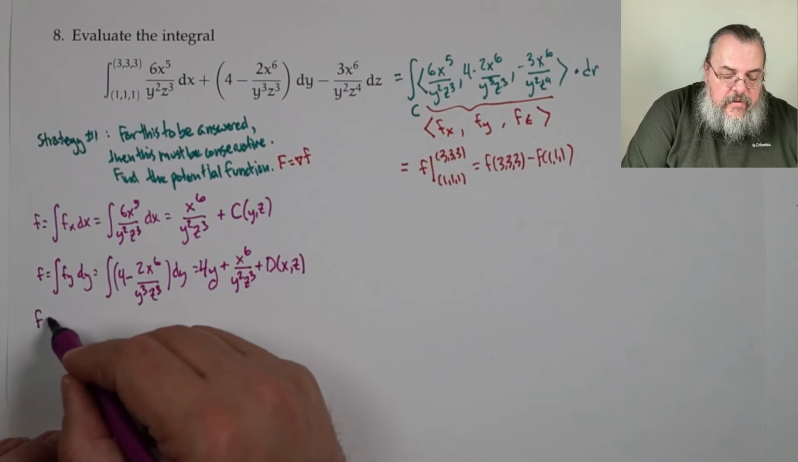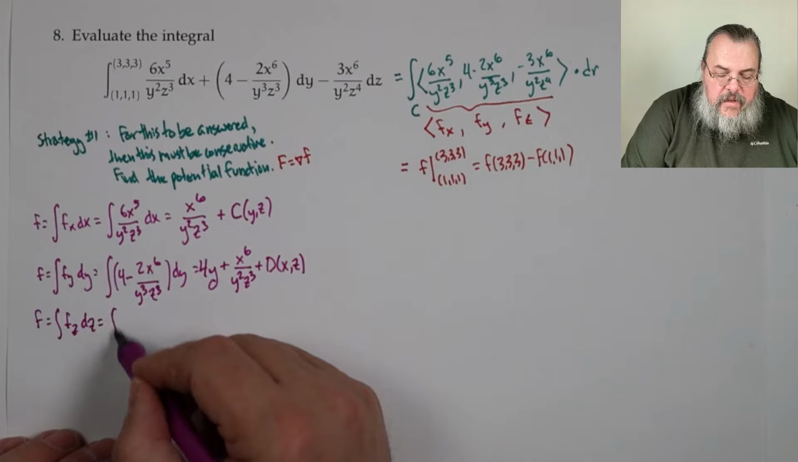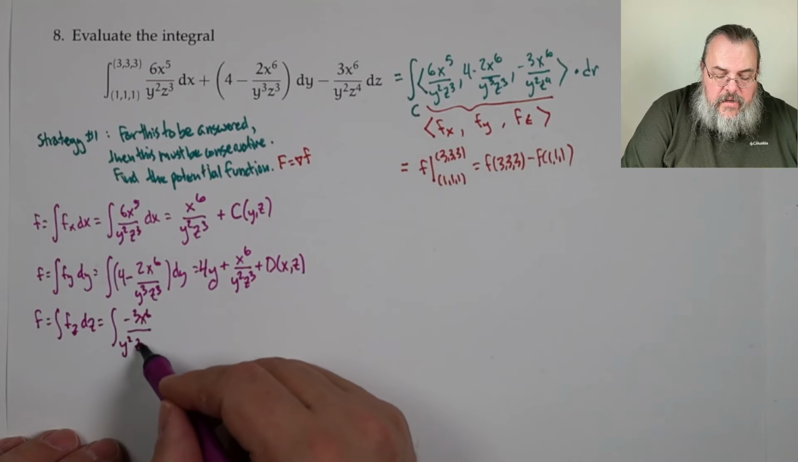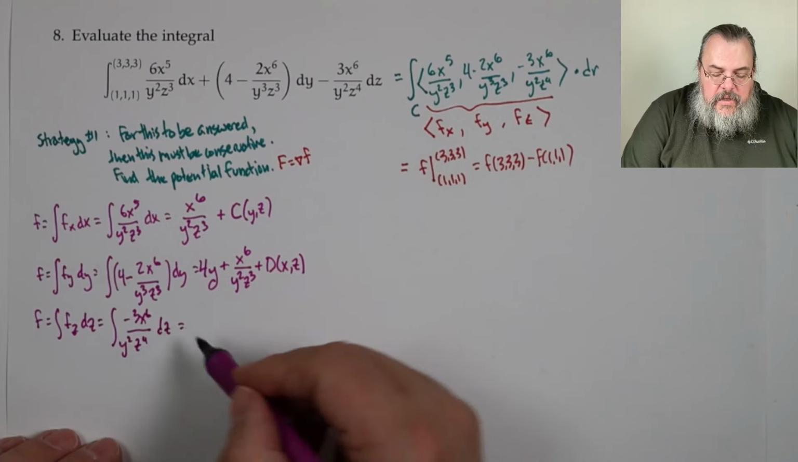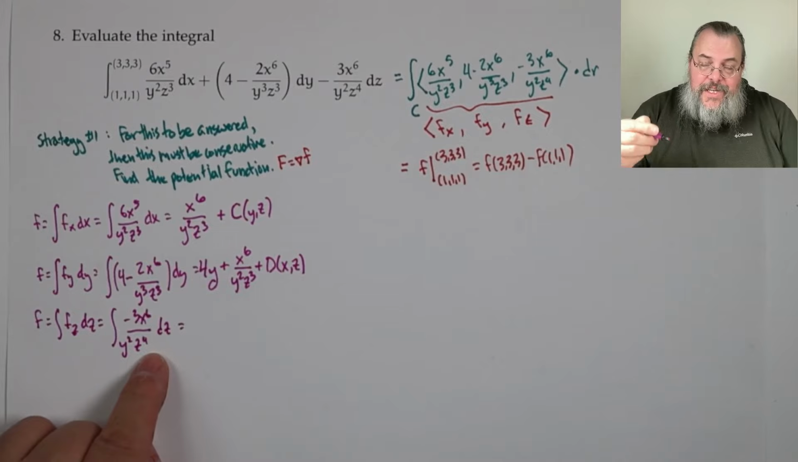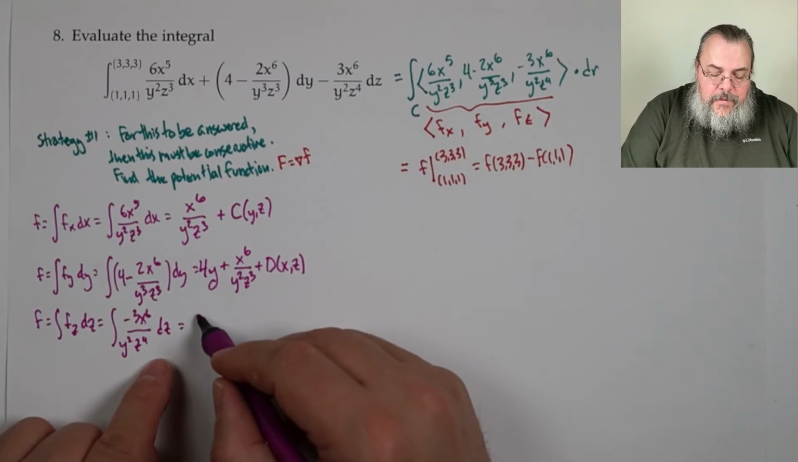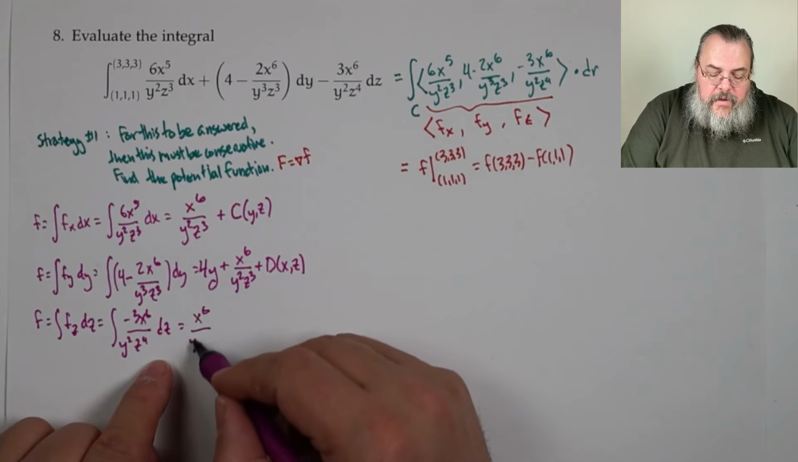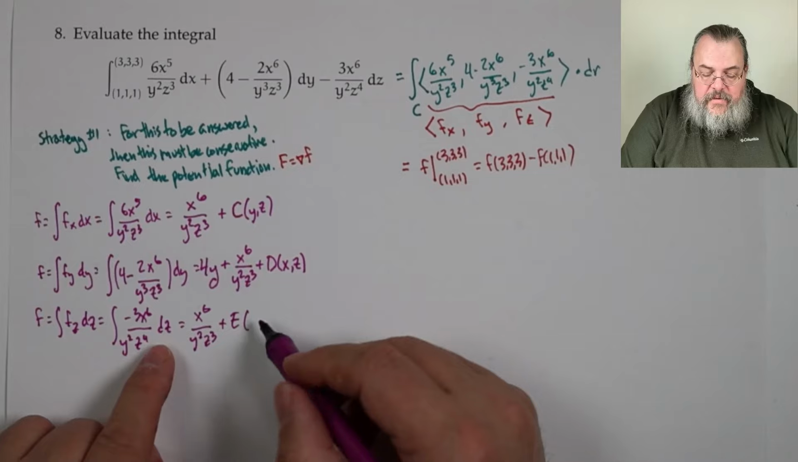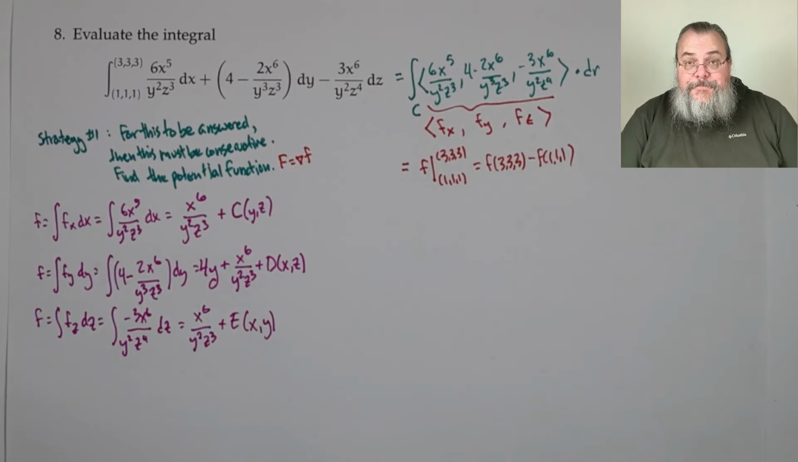And then our last approach, we'll integrate fz dz. Okay, that's the integral of minus 3x to the 6 over y squared z to the 4th. And if you integrate here, that's like z to the minus 4, add 1, z to the minus 3, divide by minus 3, and what do we end up with? We end up with x to the 6 over y squared z cubed plus something which doesn't depend on z. So that's something that's a constant x comma y.